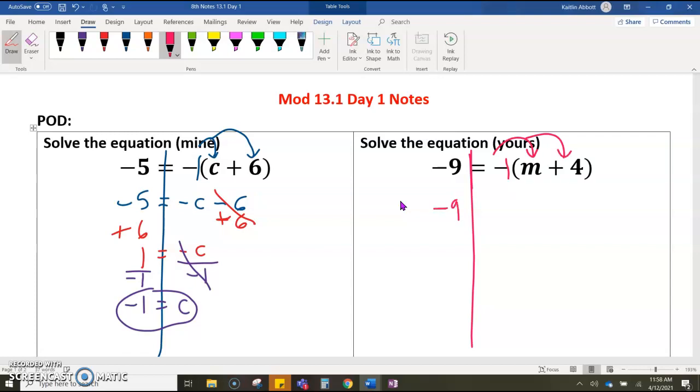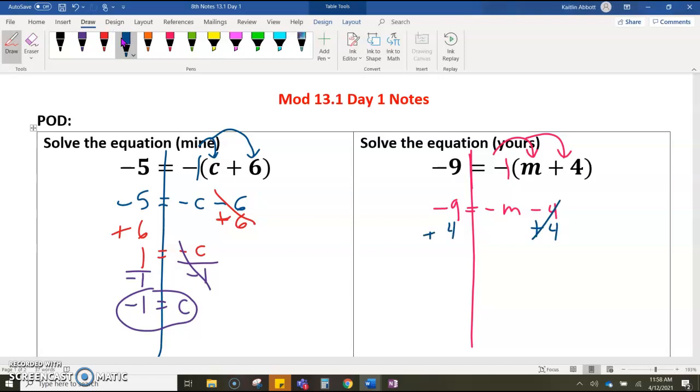So that negative 9 is going to come down. And remember, 1 times anything is itself. So we have m and 4. And now a negative times a positive is a negative, and a negative times a positive is a negative. So now we have negative m, negative m minus 4. So let's get rid of that negative 4. So hopefully you added 4 to both sides. Those go away. Add 4.